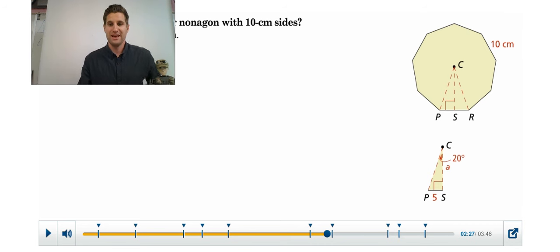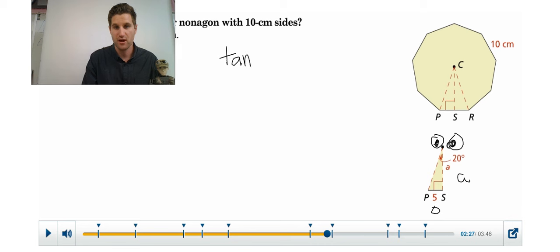Okay, we need to find A. Before, we could find A using special right triangles, but we can't do that anymore. So we're going to use some trigonometry. We want to put our eyeballs where we know the angle. So we have the 20 degrees here, and we're going to put our eyeballs right here. We have opposite 5, and adjacent is our A. So we're going to use tangent. The tangent of 20 degrees should equal opposite 5 over adjacent.